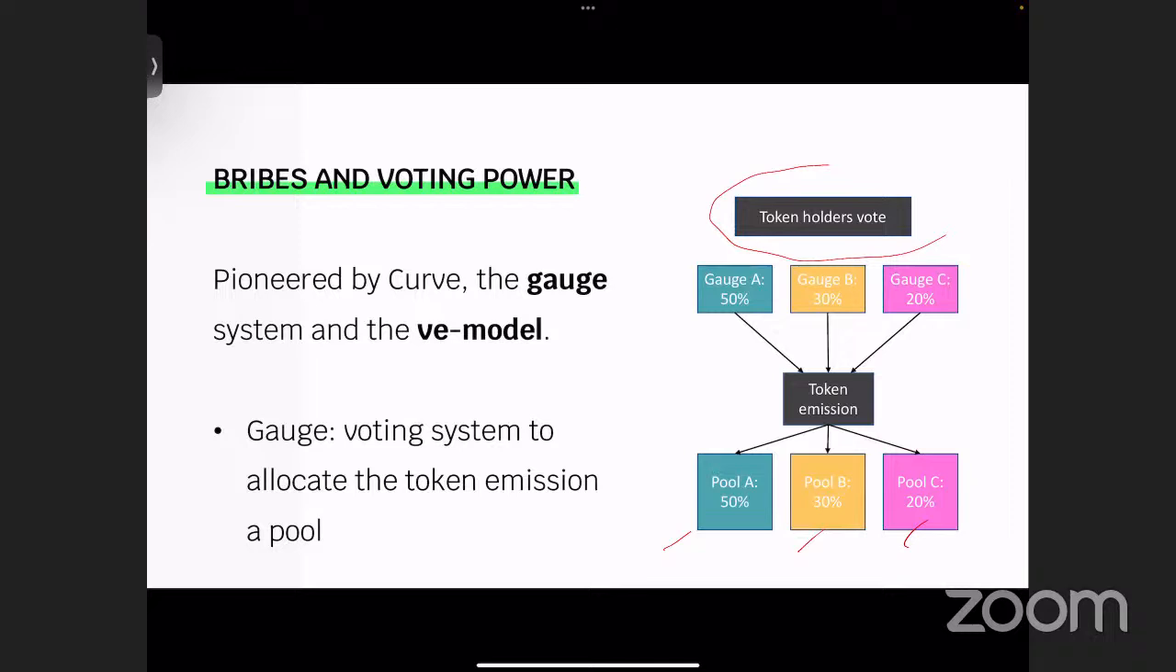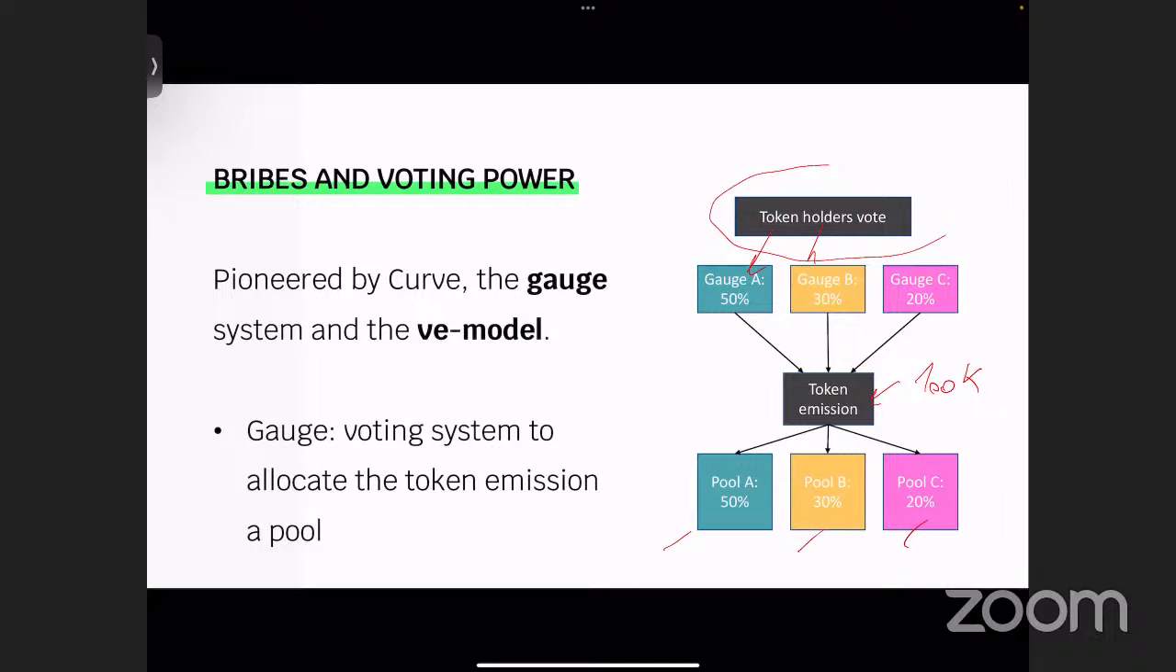So for example, every week, there is a certain amount of token which is created. This is what we call the token emission. For example, it could be 100,000 of a token. So what the token holders will do, they will vote with their token for the gauge. So gauge green for the pool green, and so on and so on.